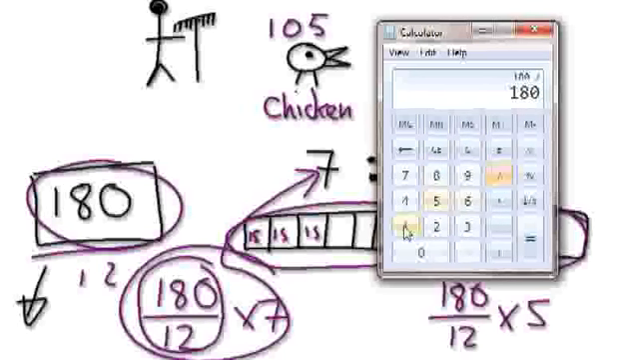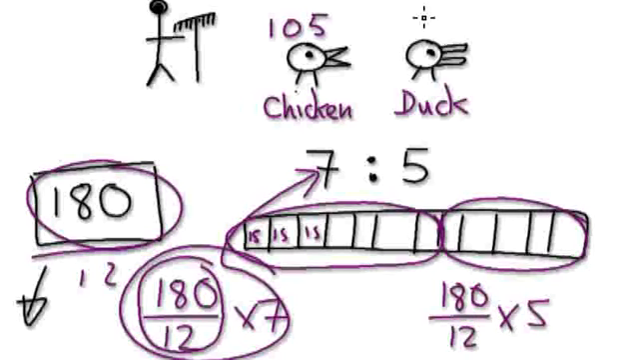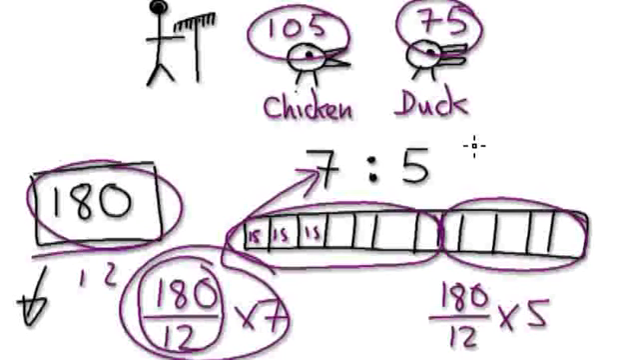180, and then cut it into 12 equal pieces, and then times by 5. Times by 5 equals 75. 75. You see here, this is actually in the ratio of 7 to 5. And then if you add the two together, it does actually give you 180 animals altogether. Okay?